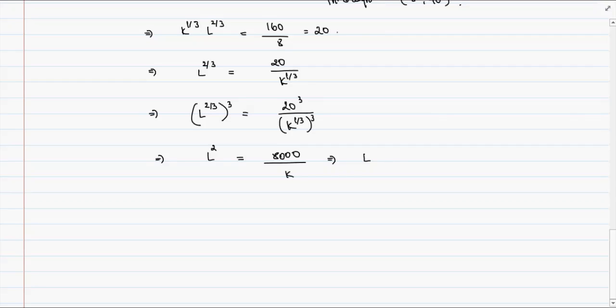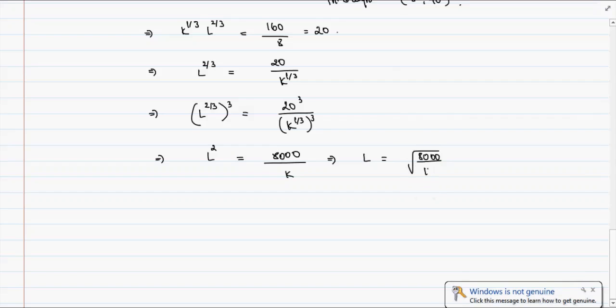Okay, so therefore L will just be equal to, if I take the square root of both sides of this equation, then I'll get L is just going to be equal to the square root of 8,000 divided by K. So that would just be, I'll just leave it like this. Okay.